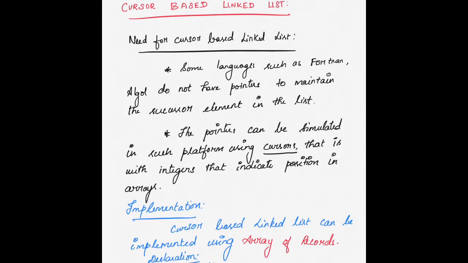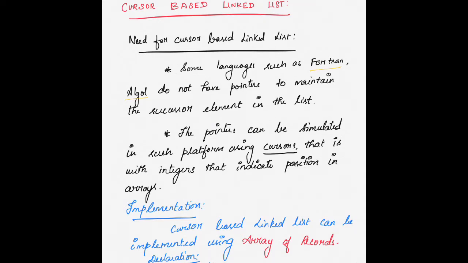In this video we are going to see the implementation of a cursor based linked list. Now what is the need for a cursor based linked list? Because we already have the linked list which works with pointers, but there are some languages like Fortran, Algol and Basic that do not have pointers to maintain the successor element in the linked list. So for such languages, a cursor based linked list will help us.